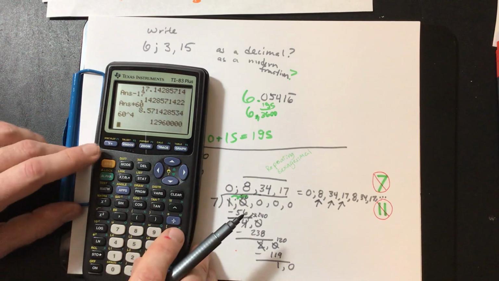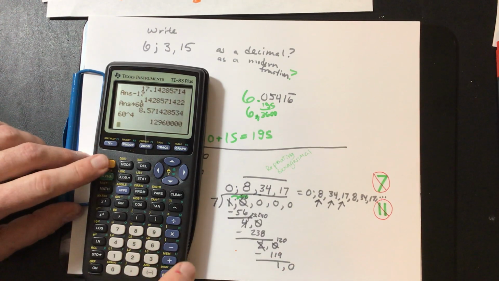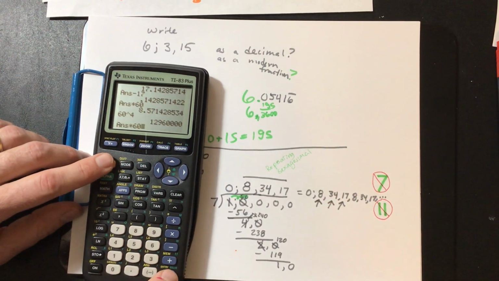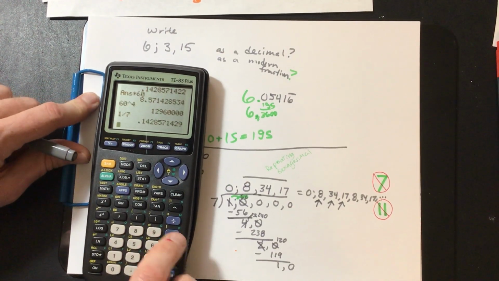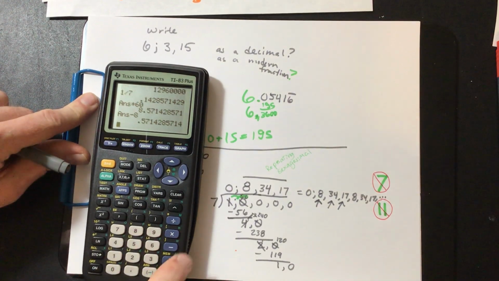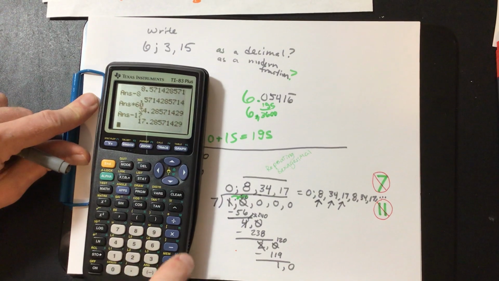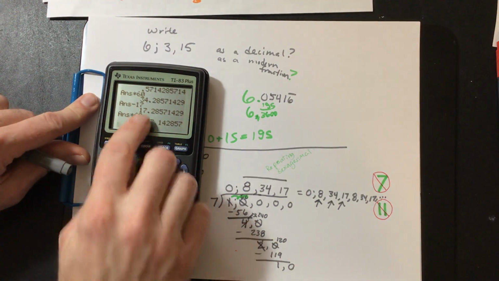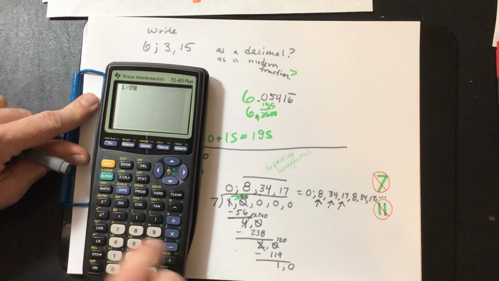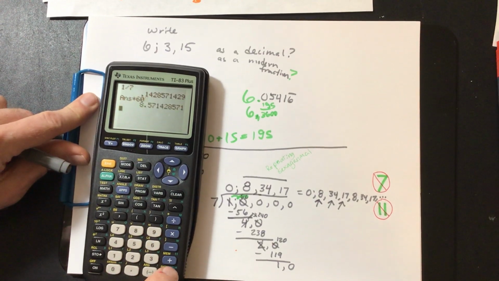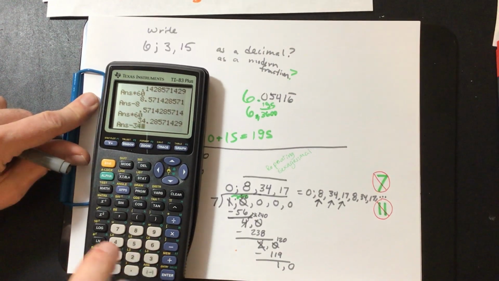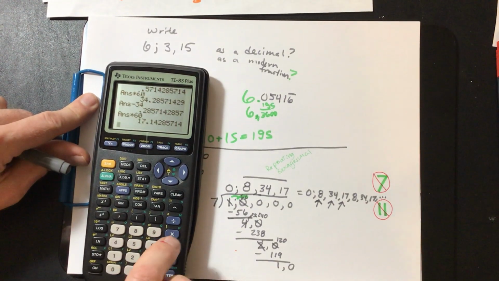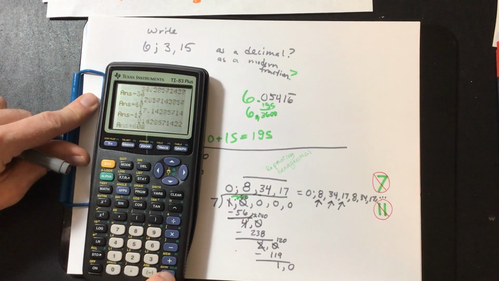So if I were to ask for 1/7 times 60 minus 8 times 60 minus 34 times 60 minus 17 times 60.